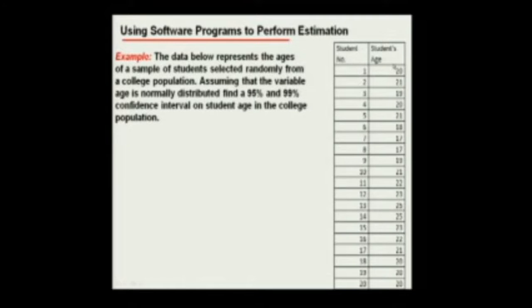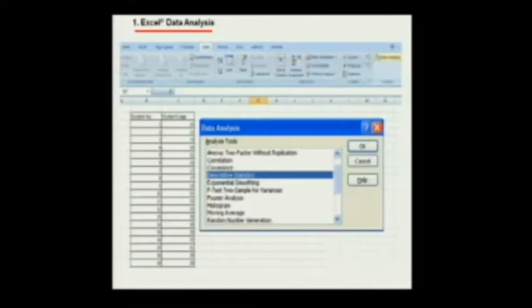Let's take an example here. Here is a number of students, about 20 students, and these are the students' ages. And we would like to establish a 95% or a 99% confidence on the population of students' ages. And we learned how to do that in our previous session, since this is a small sample. And we now are about to use Excel to do that.